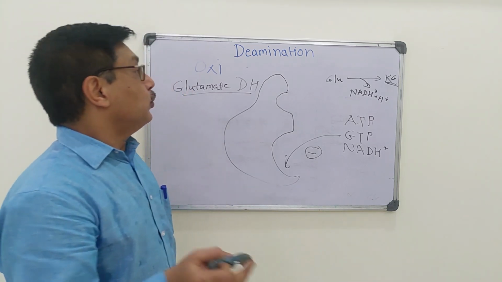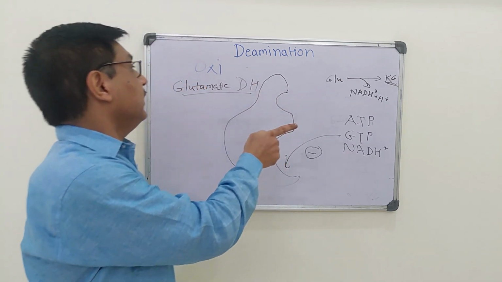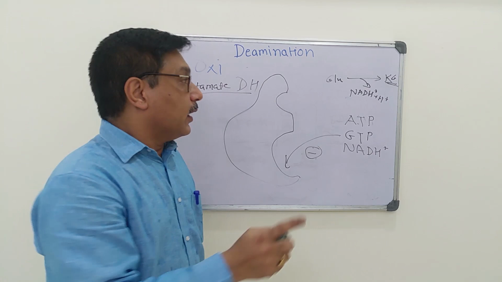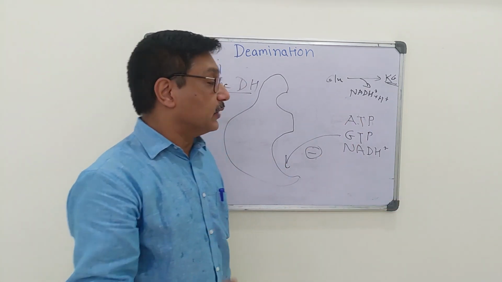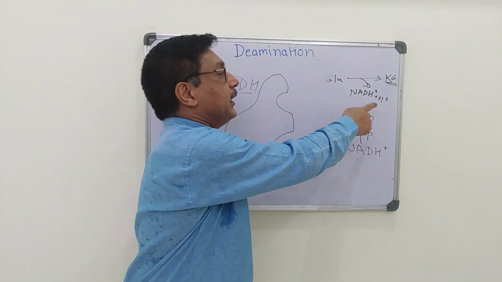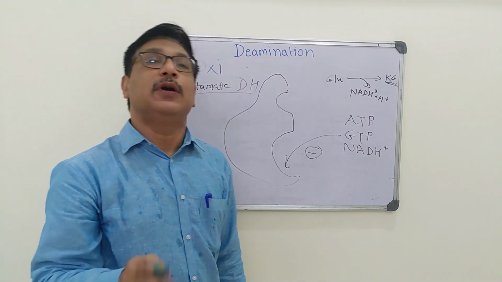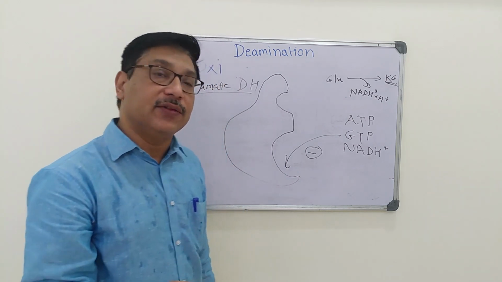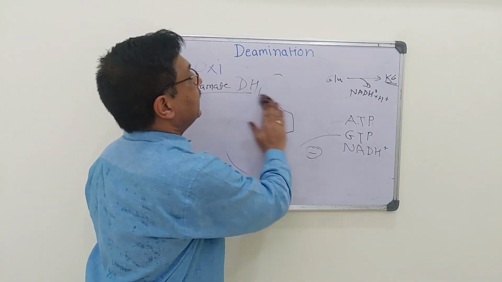This glutamate dehydrogenase is present in mitochondria, so the NADH and H plus synthesized is taken by the electron transport chain where ATPs are synthesized. Secondly, the ammonia which is liberated is also taken up by the urea cycle, because the first 2 steps of the urea cycle take place in the mitochondria of the hepatocyte. This is about glutamate dehydrogenase.